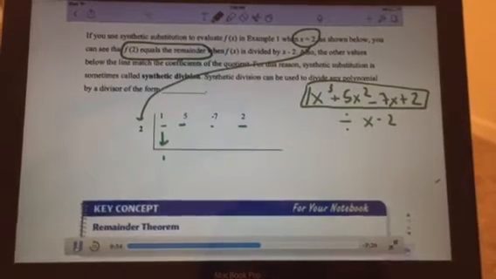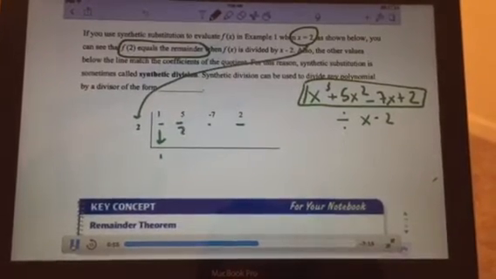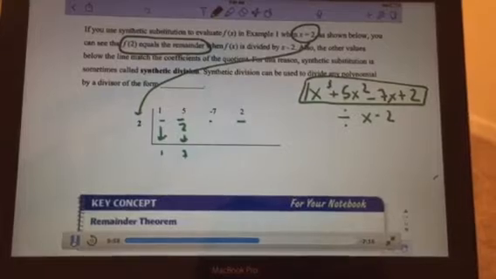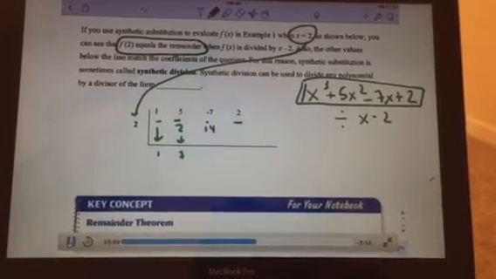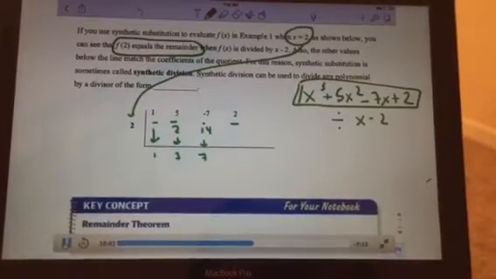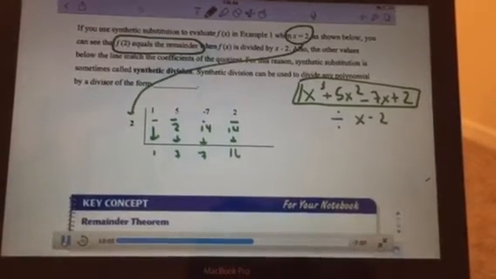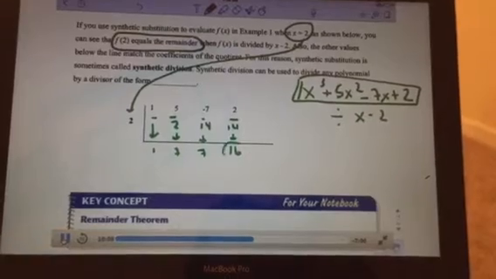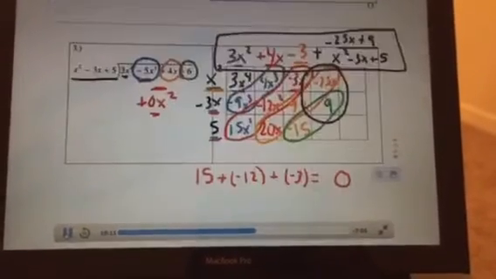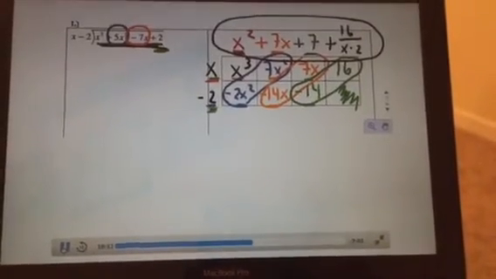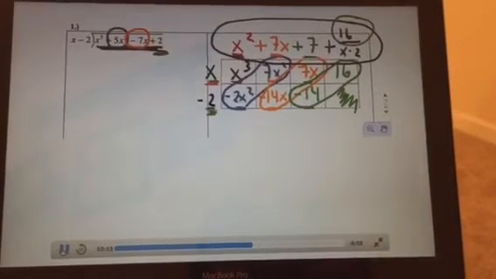I bring the first number straight down. I multiply the 1 times the 2. I add straight down. I multiply the 7 times the 2. I add straight down. So my solution is 16, which once again, if we go back here to example 1, yep, that was our remainder.